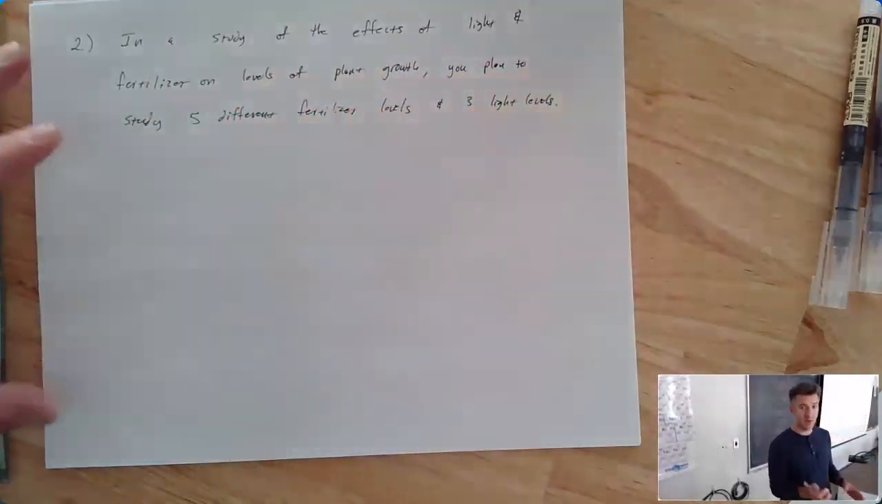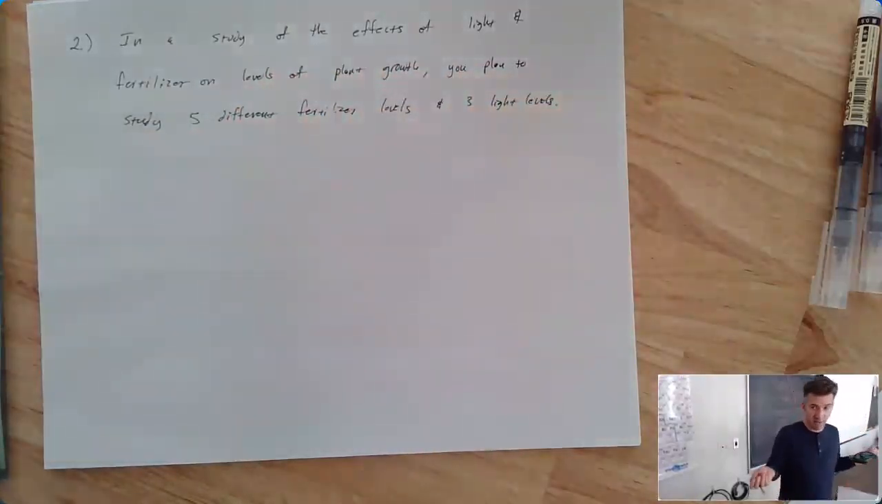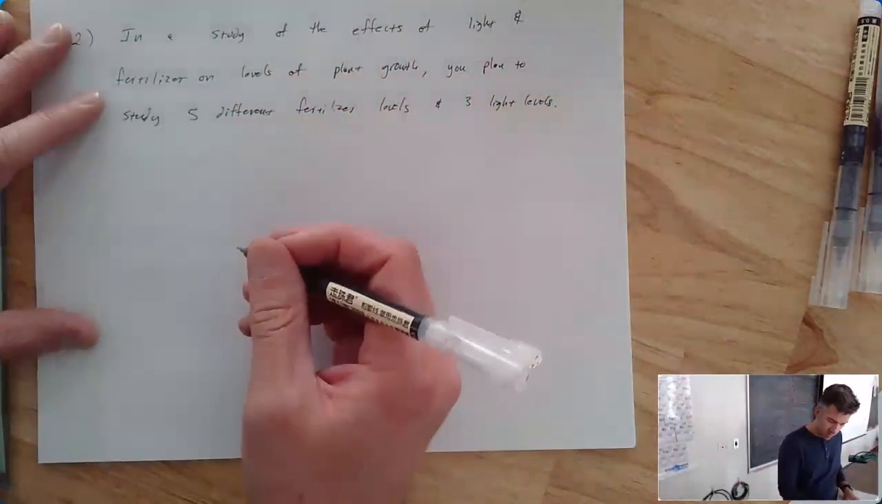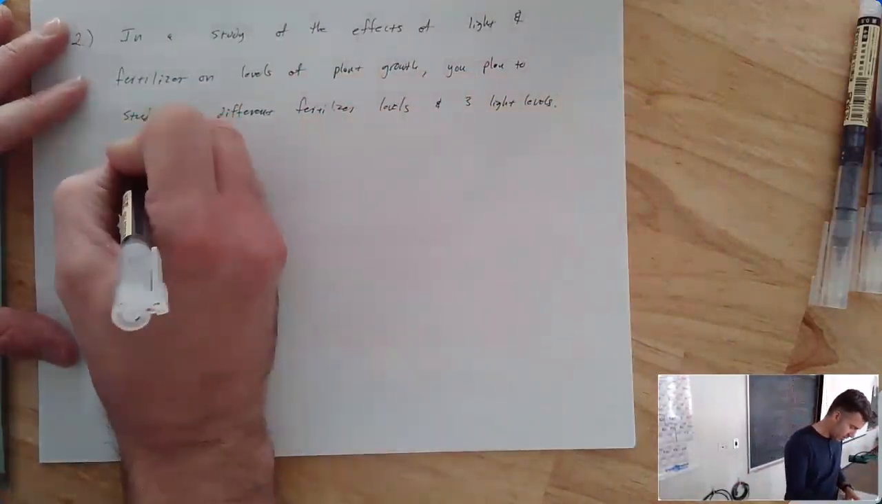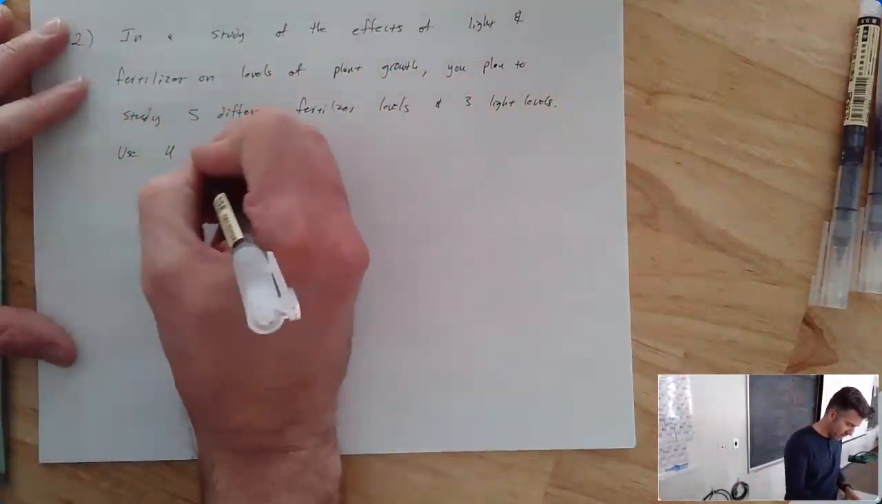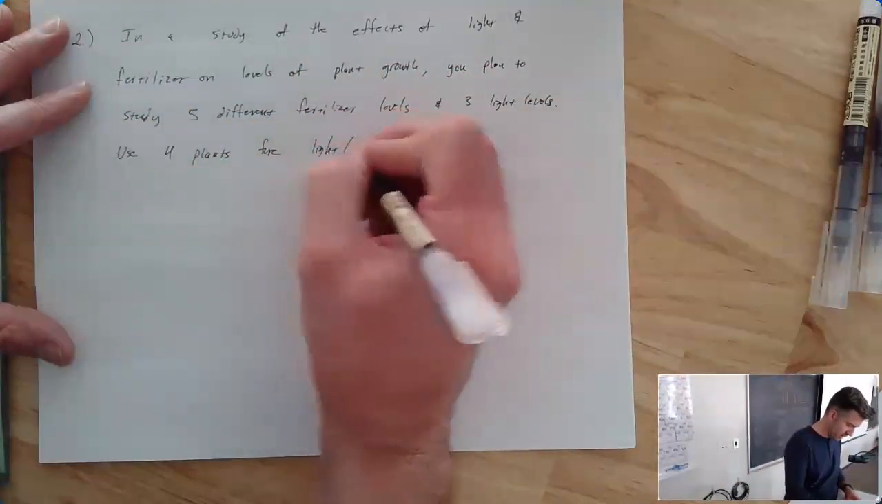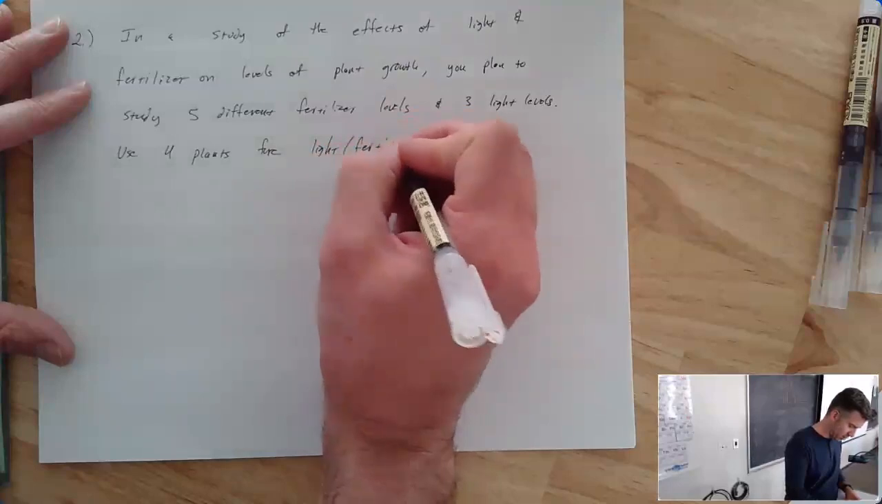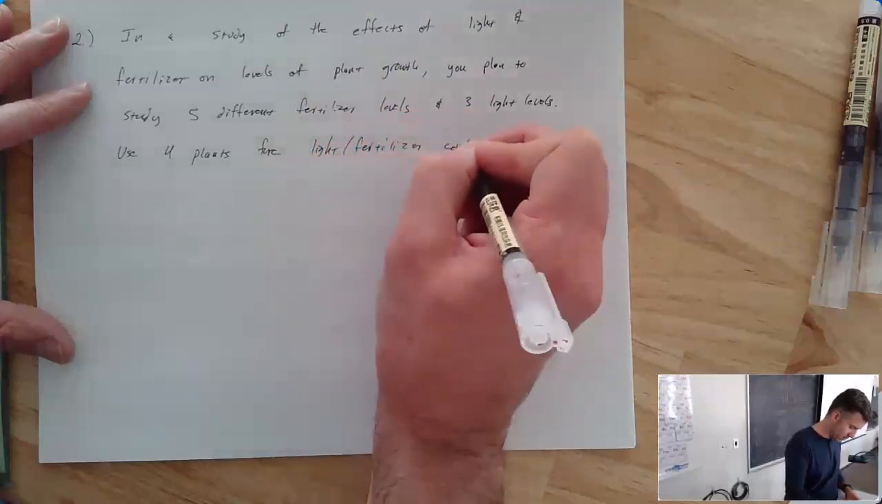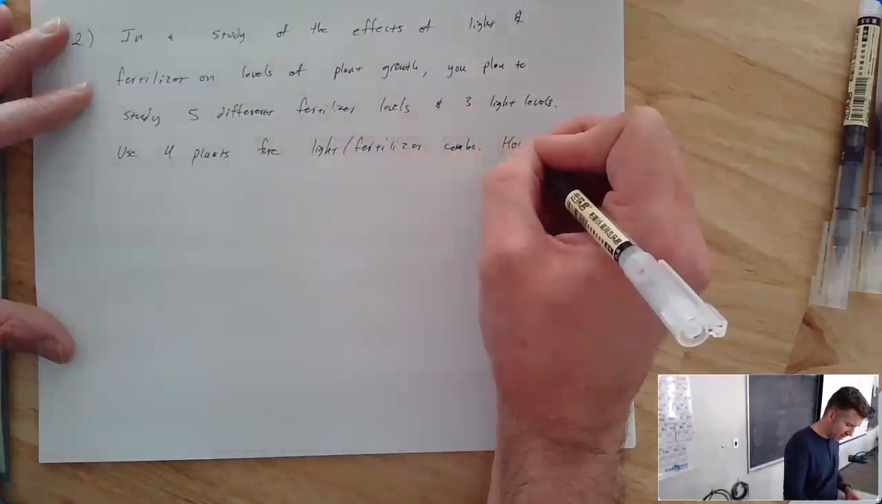You also don't want to just use one plant for each combination of light and fertilizer, because maybe that plant's not right. Maybe you want to have some redundancy in your test. So we're going to use 4 plants for each light and fertilizer combination. How many plants do we need altogether?